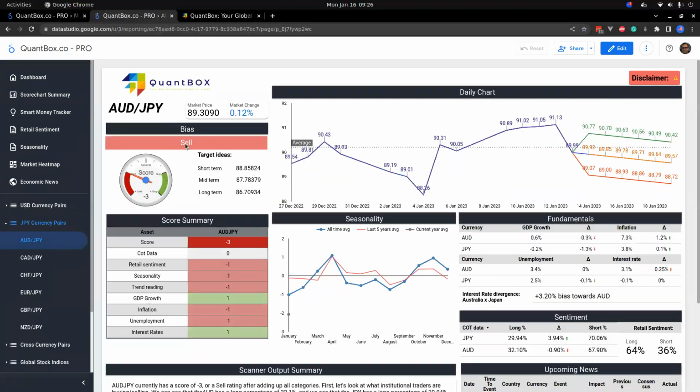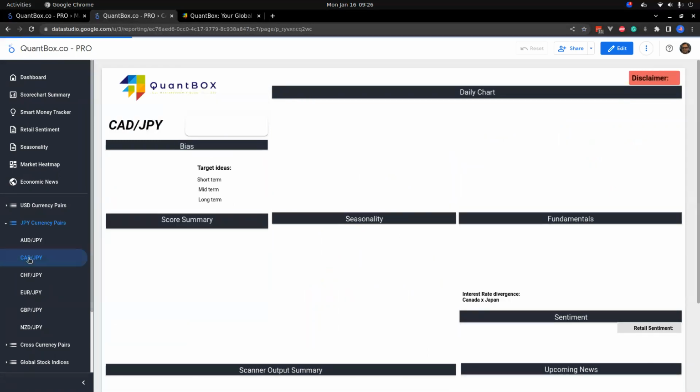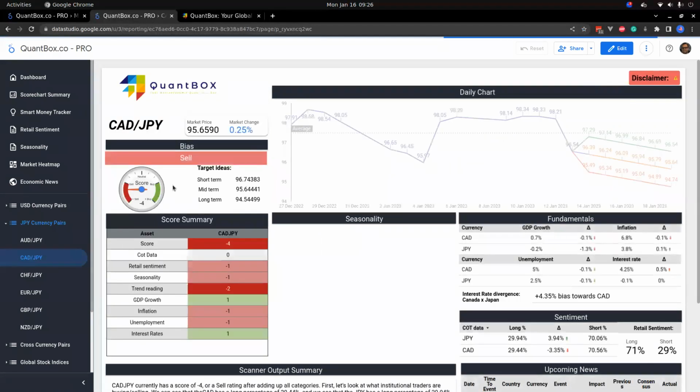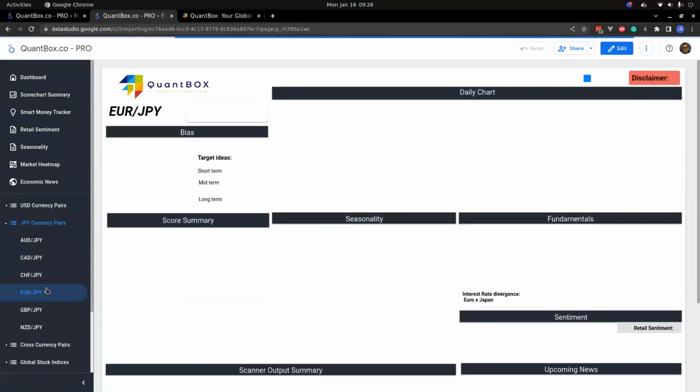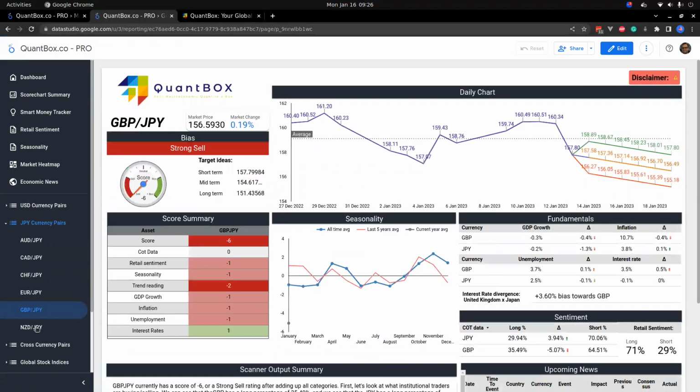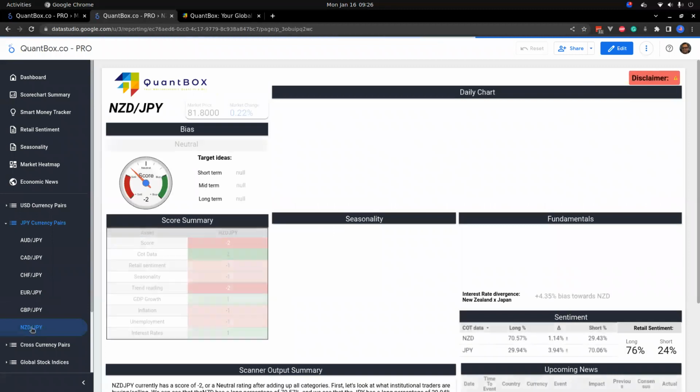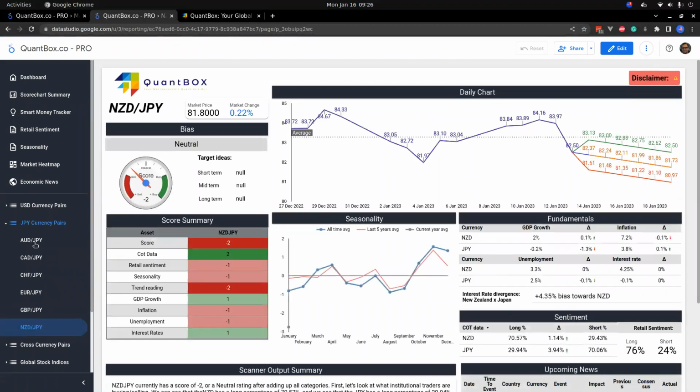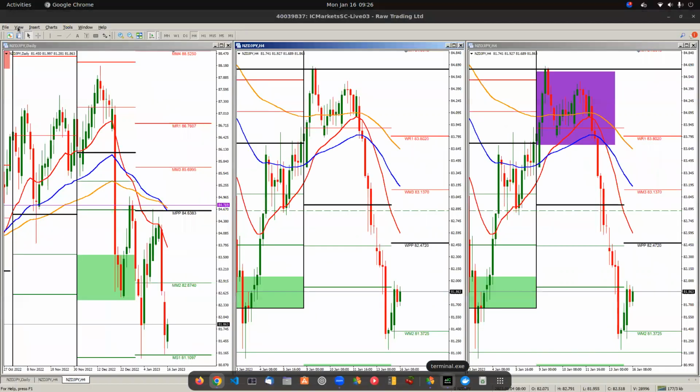So we can see Aussie yen coming through the sell, CAD yen coming through the sell, Euro yen coming through neutral, pound yen coming through the strong sell, and Kiwi yen coming through neutral, all right? So that means that I've got sell or neutral on most of these. Well, in fact, there's no buyers, okay? That's interesting.